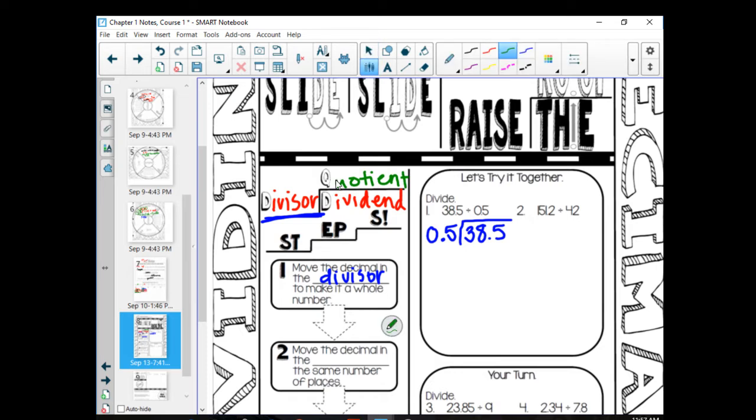If I want to make this a whole number, how many times do I have to move it? Once. I have to move it from here to here, and now it's just 5. That's your first step. Once you move it in the divisor, you also have to move the decimal in the dividend the same number of times. We moved it once in the divisor, so we move it once in the dividend. So now this is 385.